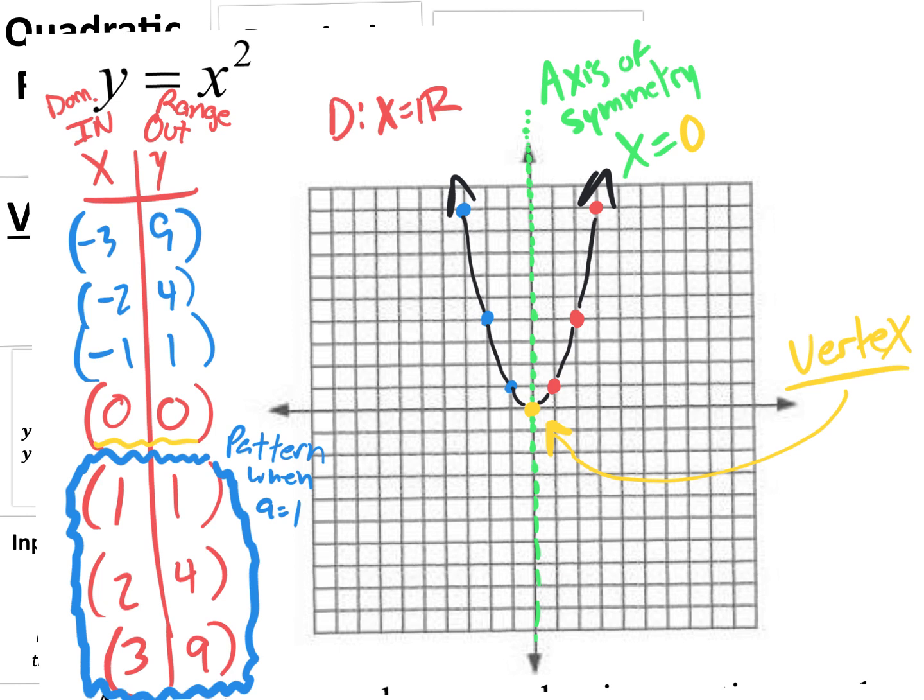Now the range that we're about to talk about are your y values. This parabola does not exist up and down forever, right? It exists at a certain y value and above. In this case, it exists at 0 and above. So y is greater than or equal to 0.